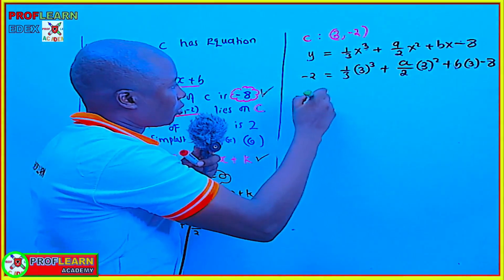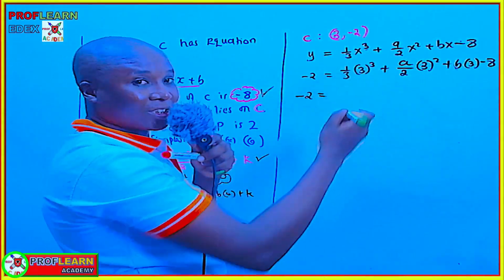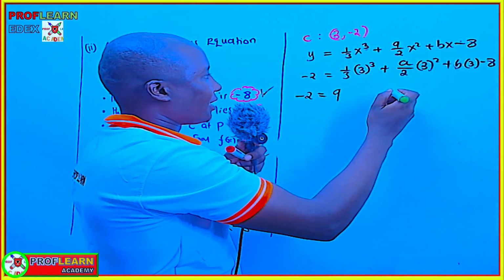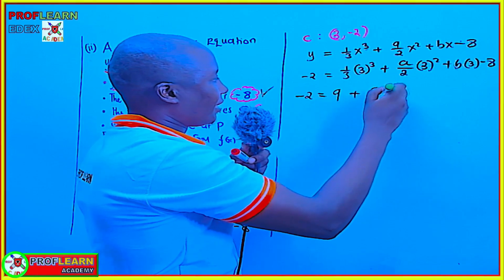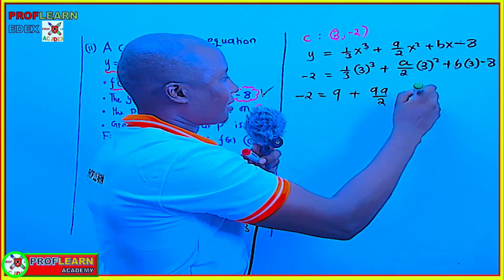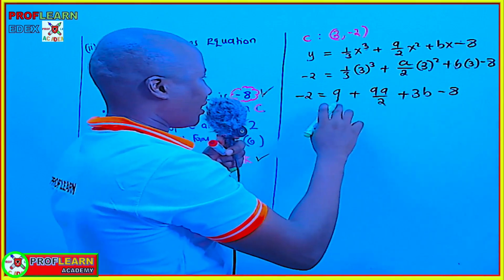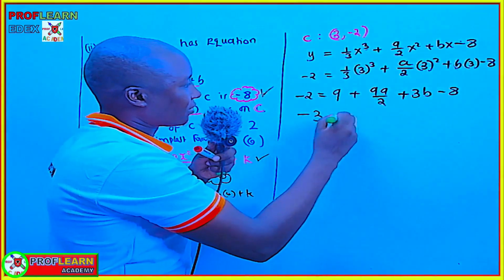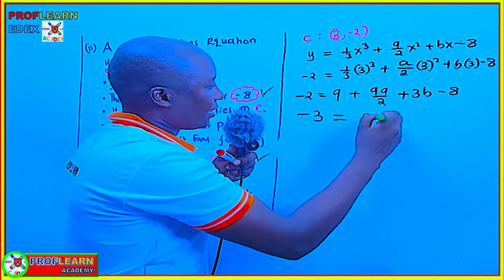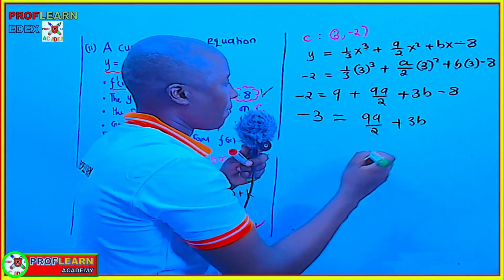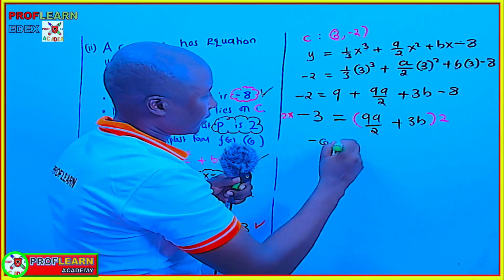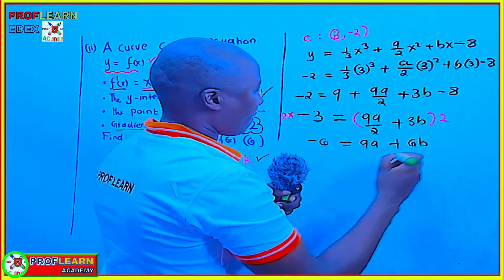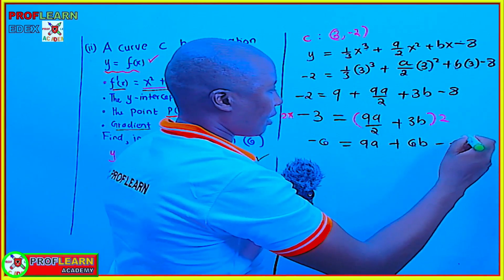So this is going to reduce to -2 is equal to, this is going to be 27. 27 divided by 3 is going to give us 9. So it will be plus 9a over 2, then plus 3b minus 8. This 9 and this -8 is going to give us positive 1. When positive 1 goes to the other side, we are going to have -3 is equal to 9a over 2 plus 3b. Then, multiplying by 2, we get -6 is equal to 9a plus 6b. Basically, this is going to become our equation number 1.